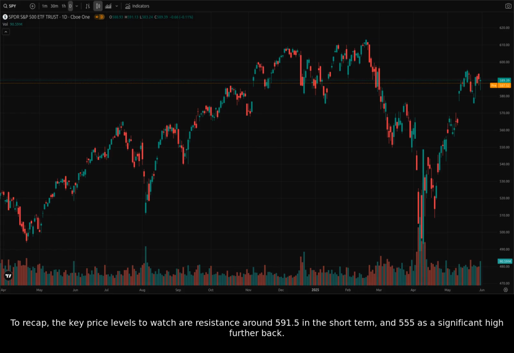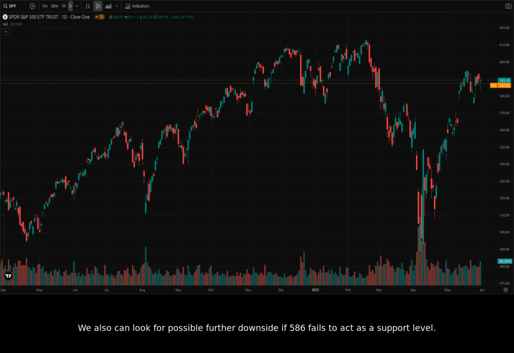To recap, the key price levels to watch are resistance around 591.5 in the short term and 555 as a significant high further back. We also can look for possible further downside if 586 fails to act as a support level.